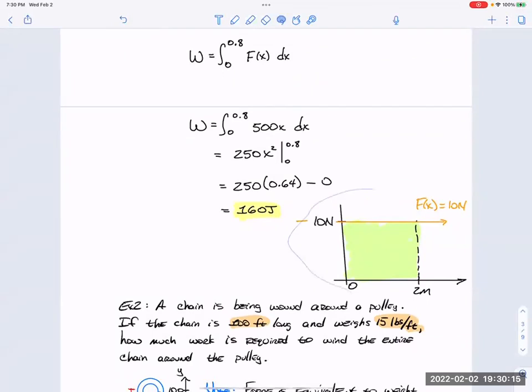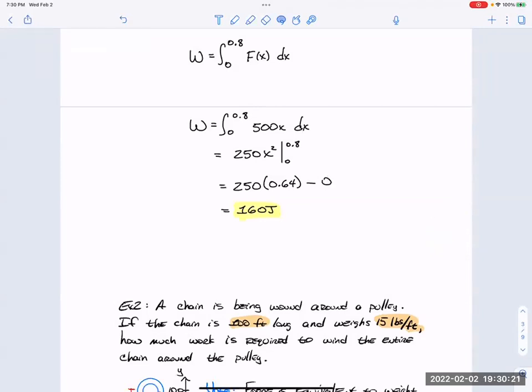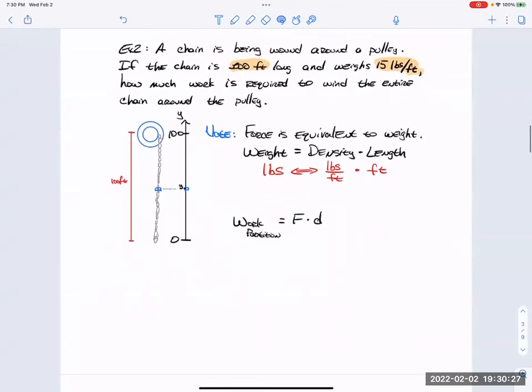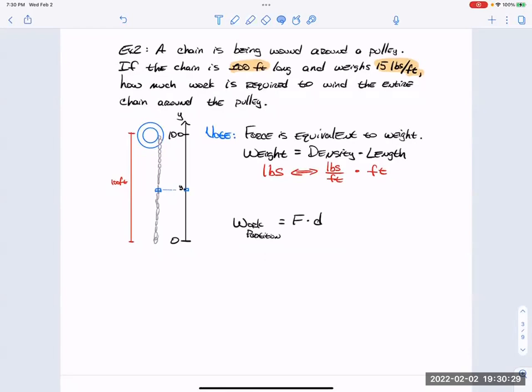So let's get rid of this here. Now that we've done that, we're going to look at another application. Now this one here, we have a chain that is being wound up around a pulley. So here's our chain and here's our pulley, and this thing is going to rotate and the chain is obviously going to wind up around the pulley.